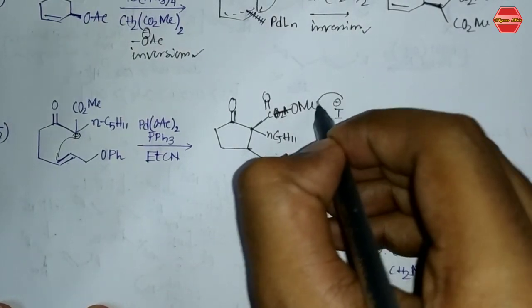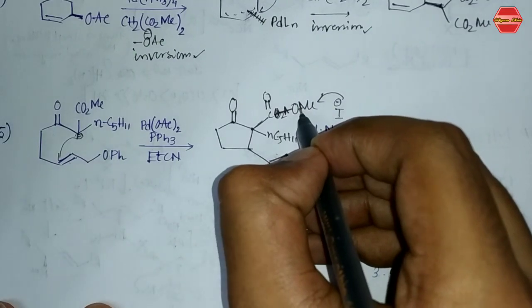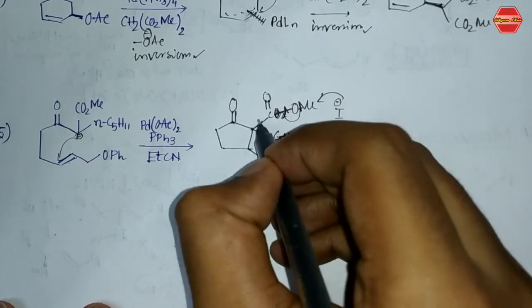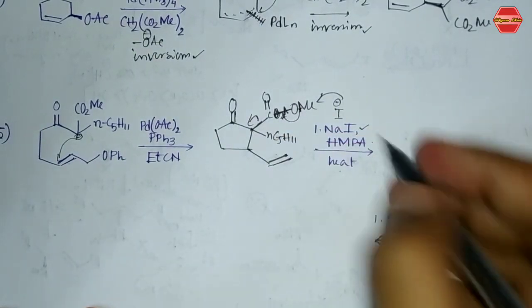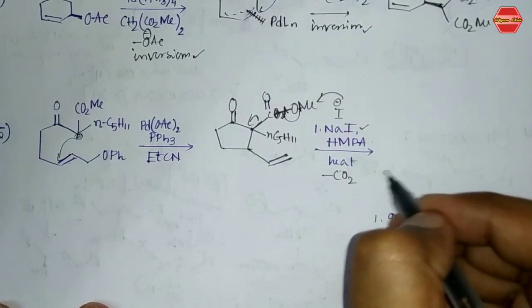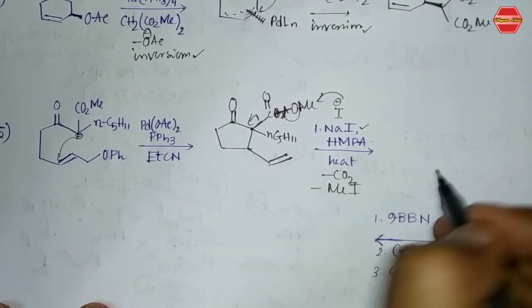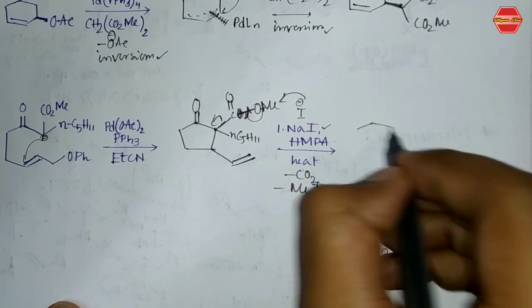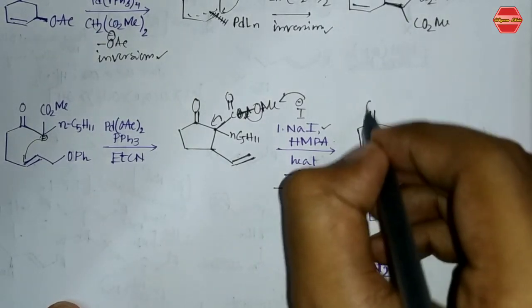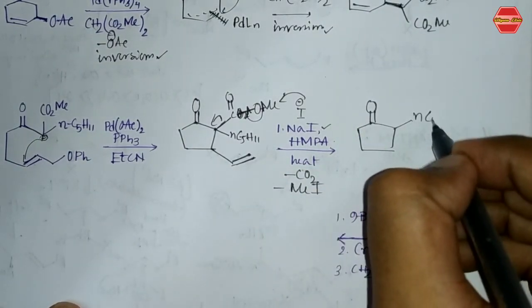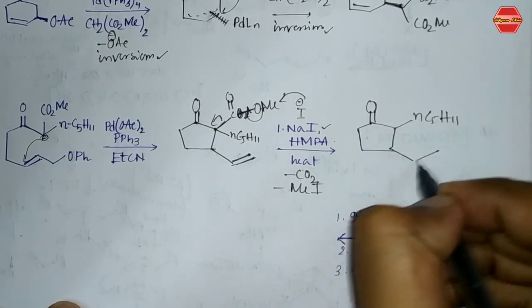This iodide minus attacks over here, these bonds can go over here and this can go like this. So this is your decarboxylation step. This CO2 will leave from the system and MeI also leaves from the system. So the product that we get from here is this one, NC5H11 along with this one.